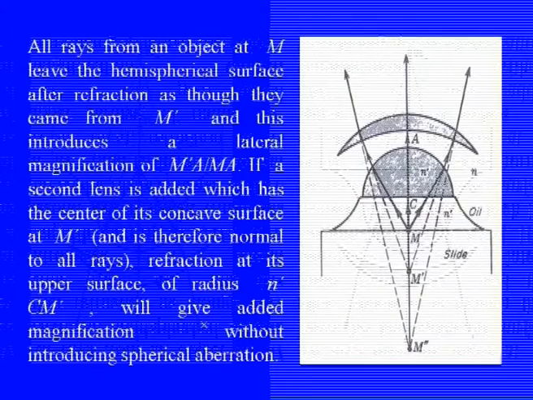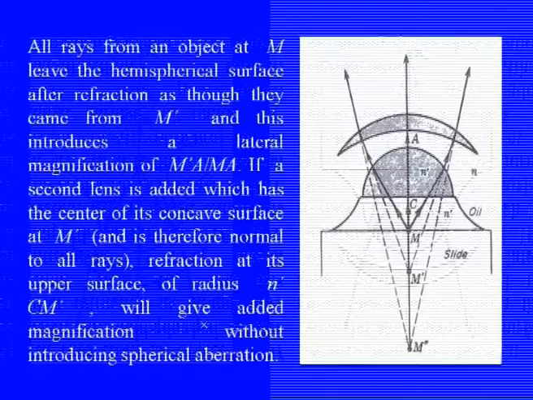And this introduces a lateral magnification M prime A divided by M A. Now, if the second lens is added, which has the center of its curvature of its concave surface at M prime, and therefore this surface is normal to all rays, the refraction at its upper surface of radius n prime times C M prime will give an additional magnification without introducing a spherical aberration, and then the final image is formed at M double prime.